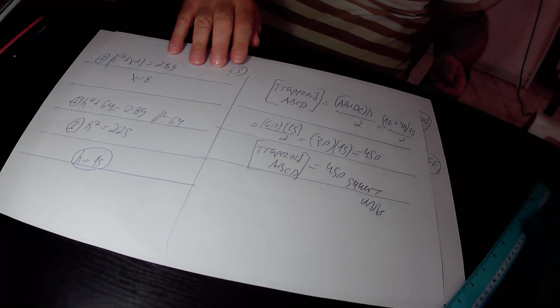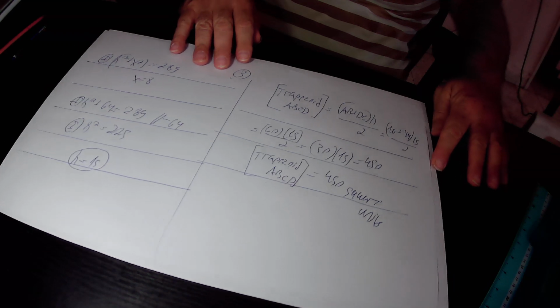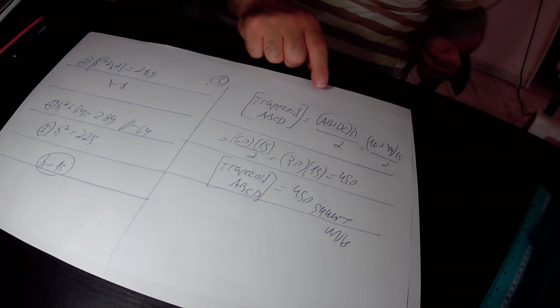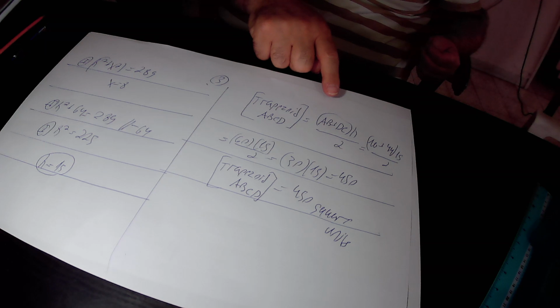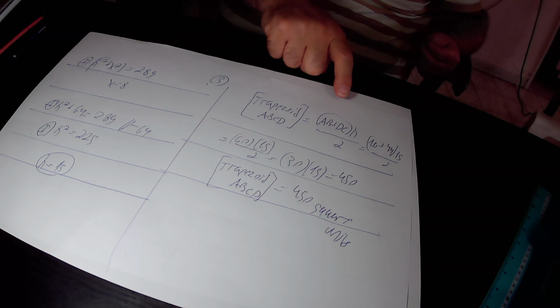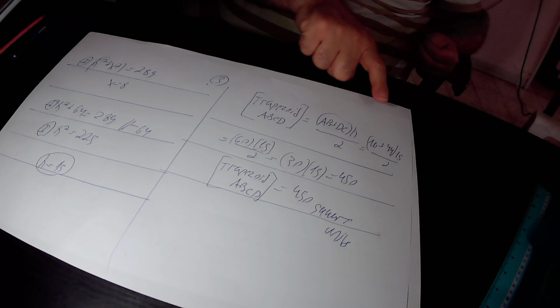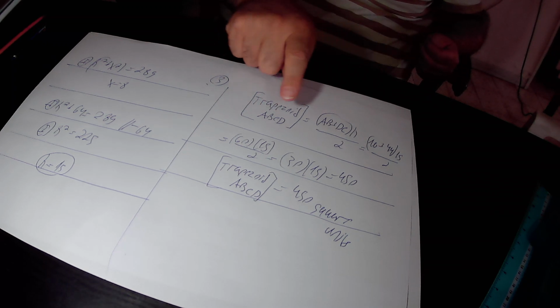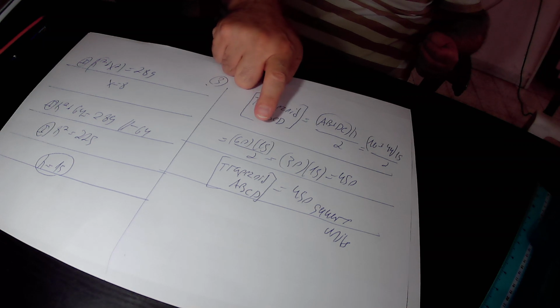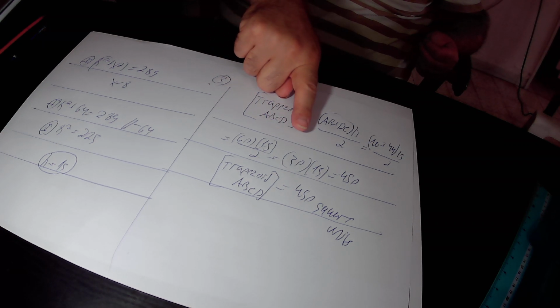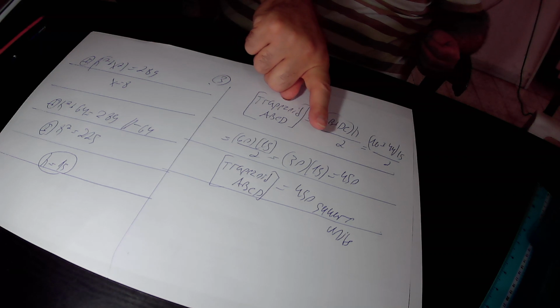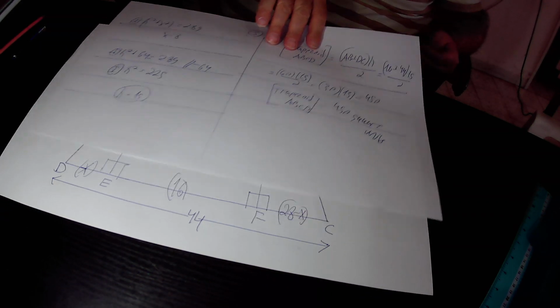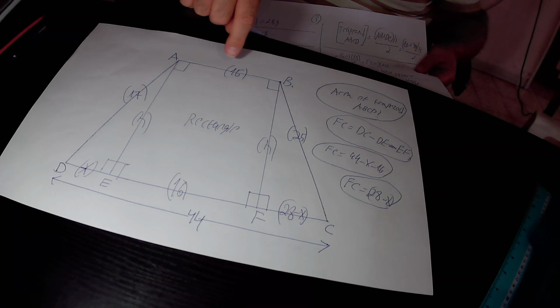Our mission is to find the area of trapezoid ABCD. We already found that the area of trapezoid ABCD equals the sum of its two parallel bases, that is AB plus DC, times the height H, over 2. AB is 16, DC is 44, H is 15, divided by 2. 16 plus 44 is 60, so in total this expression equals 60 times 15 over 2. 60 over 2 is 30, so this expression is equal to 30 times 15. 30 times 15 is 450. So in conclusion, the area of trapezoid ABCD is equal to 450 square units.